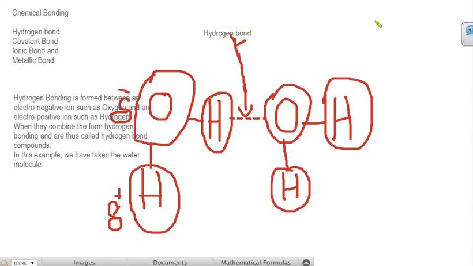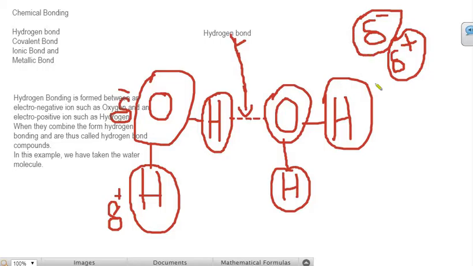Now how do we represent electronegative? It's like this, like an incomplete 8, so this is an electropositive ion, while this is the electronegative ion. So this is how a hydrogen bonding is formed in between two molecules. Let's just clear everything.